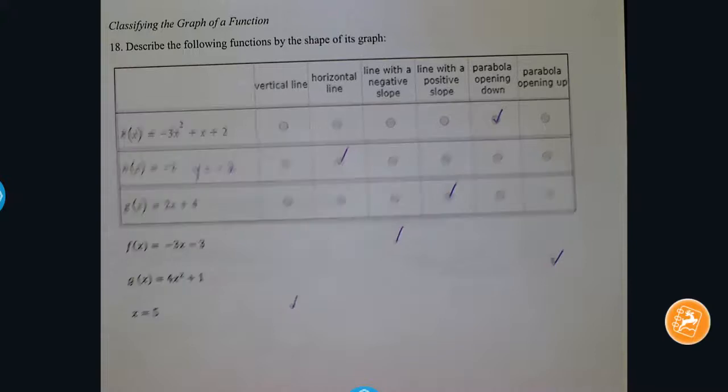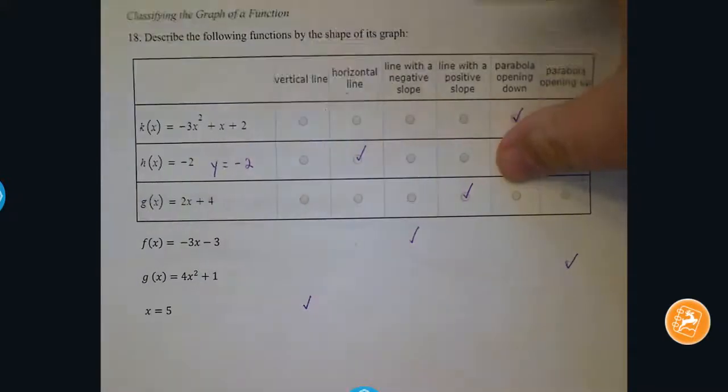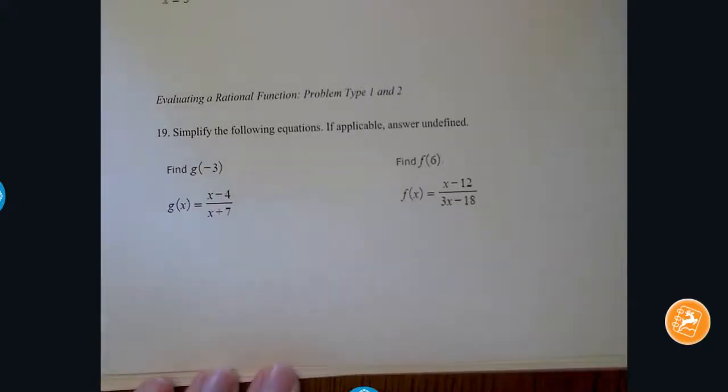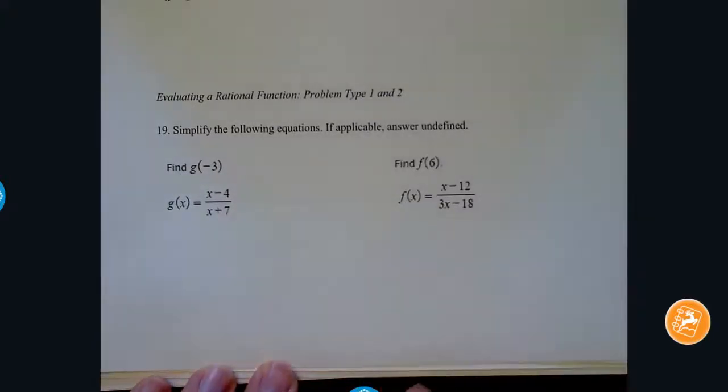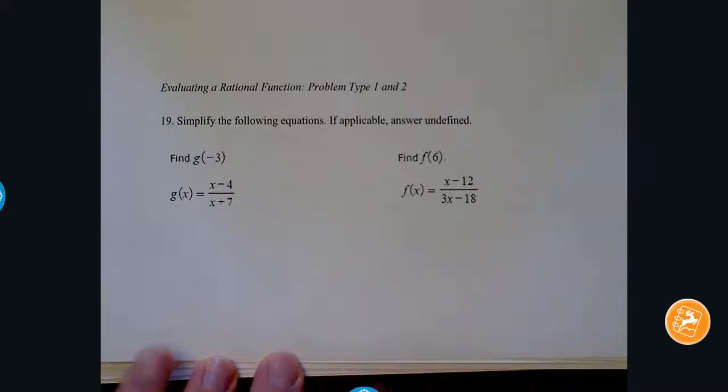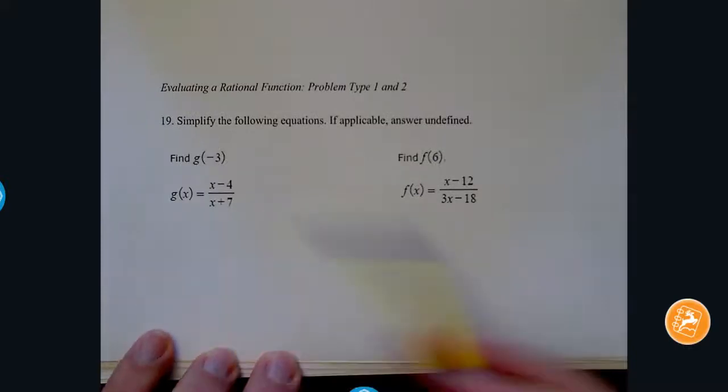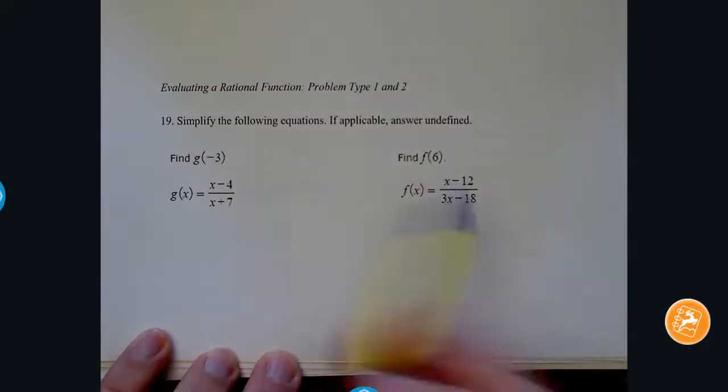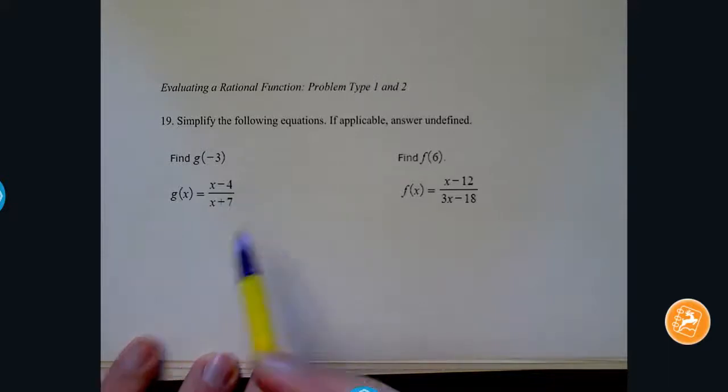Okay. Down to our next problem, our next topic. We have evaluating rational functions, problem type 1 and 2. These are pretty easy, and it looks like a majority of you already have them done.